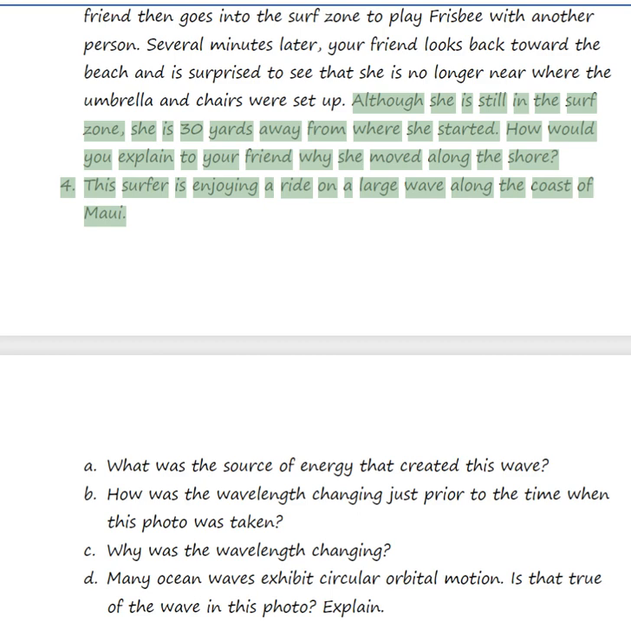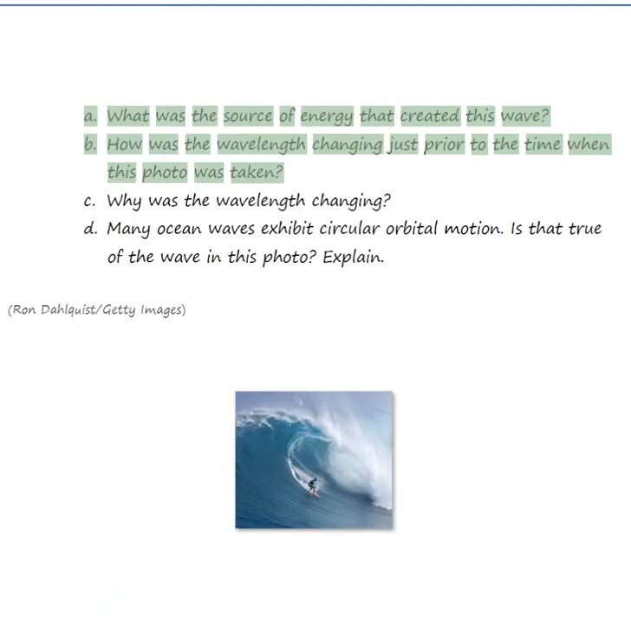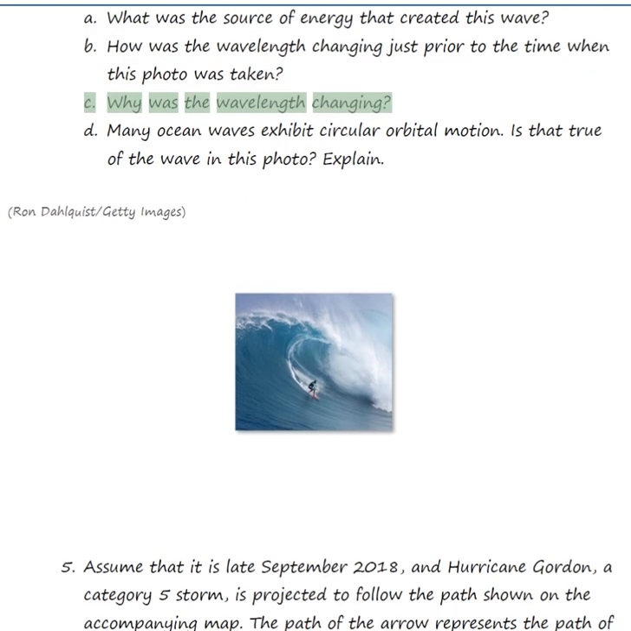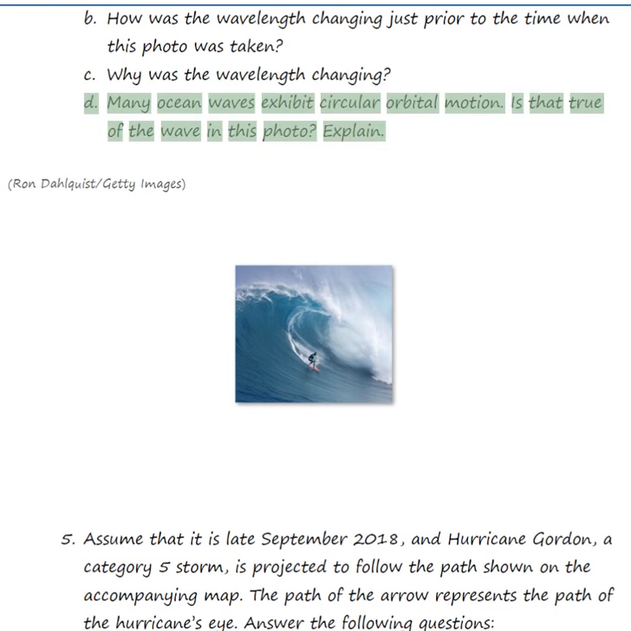4. This surfer is enjoying a ride on a large wave along the coast of Maui. A. What was the source of energy that created this wave? B. How was the wavelength changing just prior to the time when this photo was taken? C. Why was the wavelength changing? D. Many ocean waves exhibit circular orbital motion. Is that true of the wave in this photo? Explain.